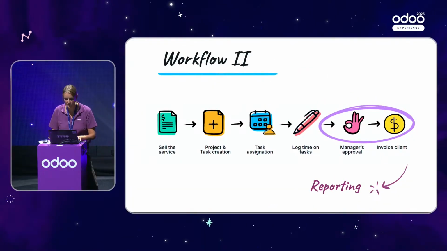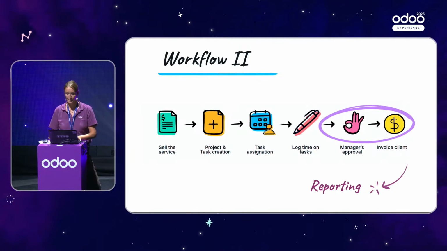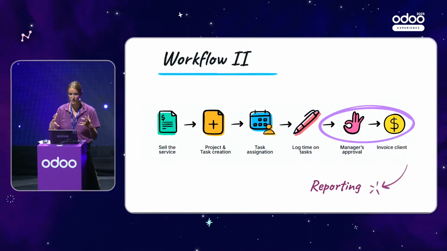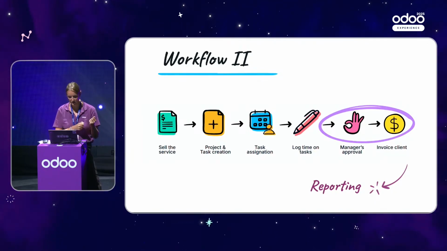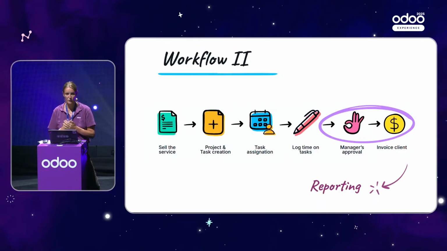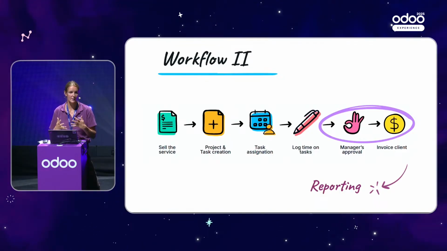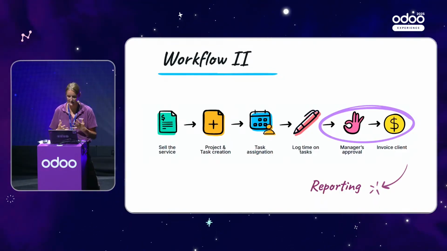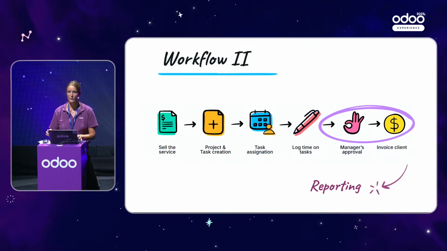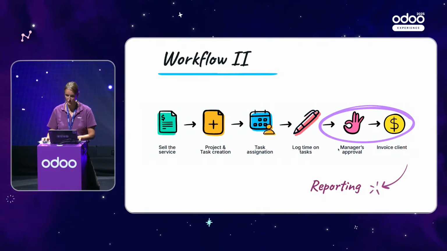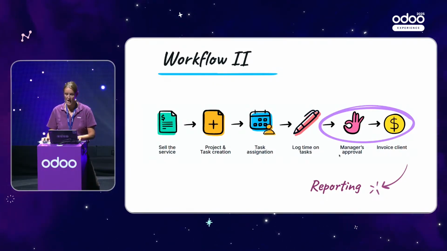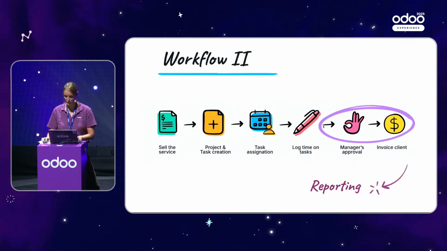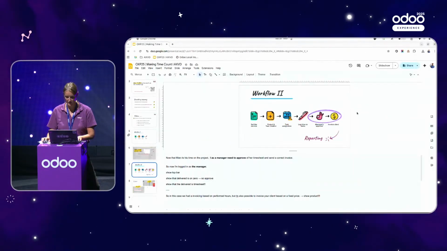Now, the second part of our workflow is the following. So we sold our project, our employee timesheeted on this. Of course, the manager needs to approve this time to see if Mark did everything correctly, timesheeted it correctly, and then we need to send the correct invoice to our end client. After this, of course, I will show you how you can report on this, but let's first go to the invoicing.